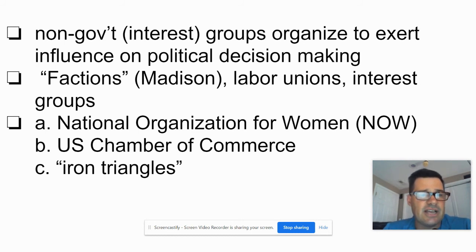And then there's also this idea of iron triangles. Iron triangles are a connection between the bureaucracy, which is government, people who work for government permanently, the legislature, and then the interest group. The interest group tries to influence the bureaucracy, and the Congress funds the bureaucracy. We'll get into this. Just think iron triangles for now, and we'll explain it more later. All right, great. Move to the next one.